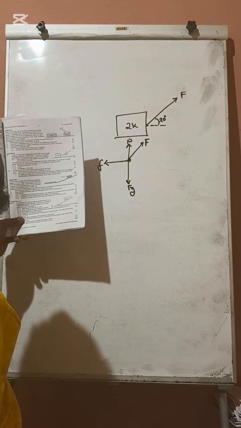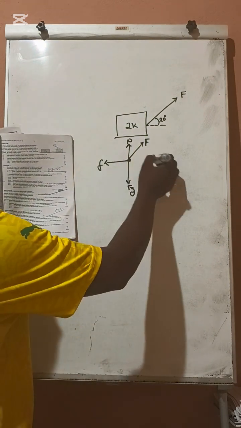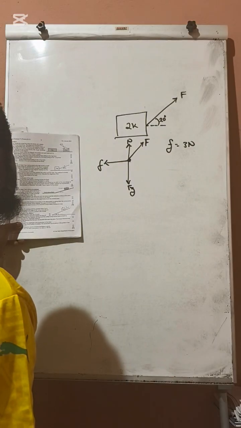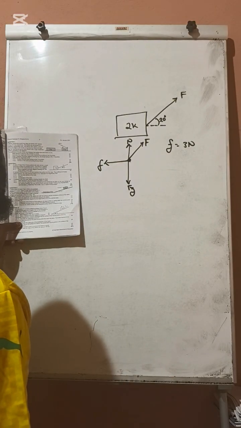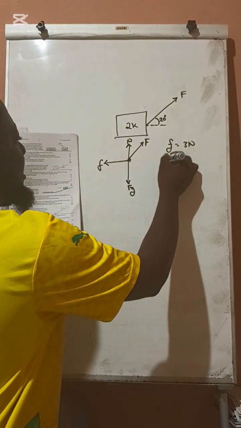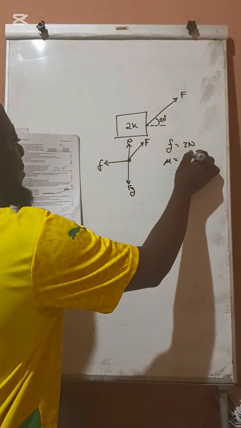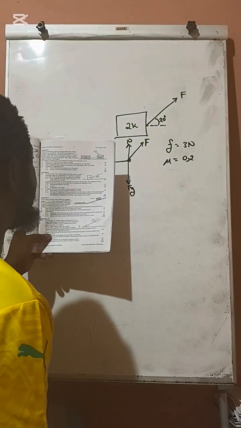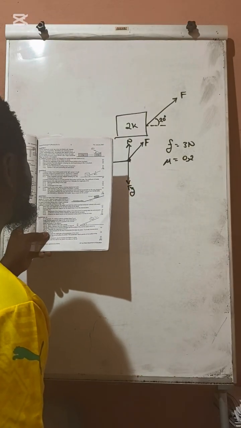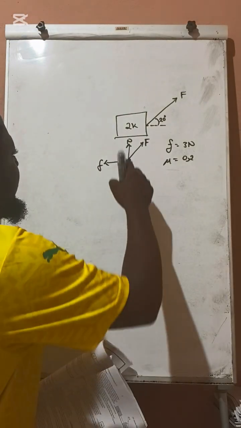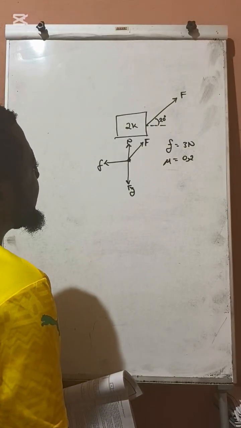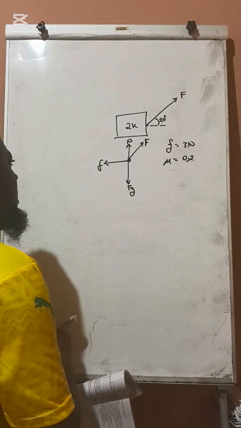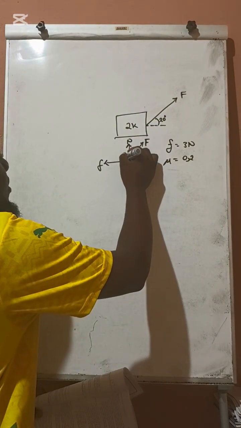Now they are saying a constant frictional force of 3 newtons. So the frictional force equals 3 newtons between the surface and the crate. The coefficient of friction between the crate and the surface is 0.2. Mu equals 0.2. And then calculate the magnitude of the normal force acting on the crate. So we are using scenario number 2, I think. Scenario number 2, right?